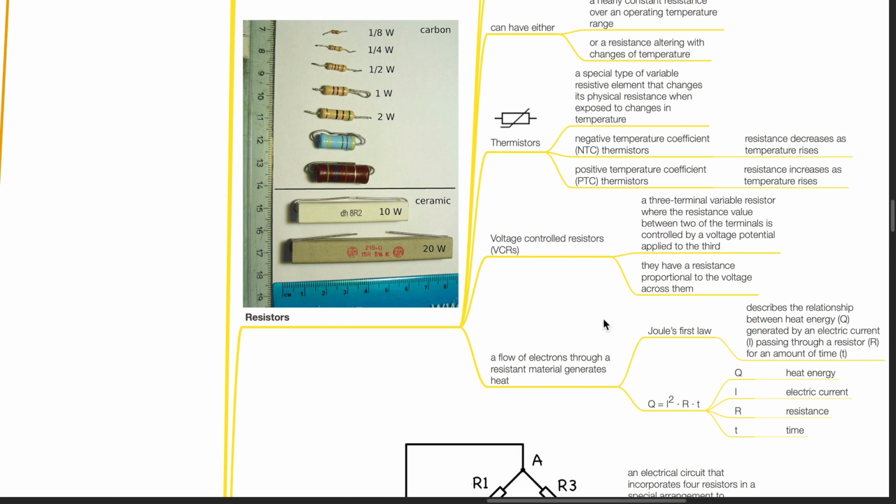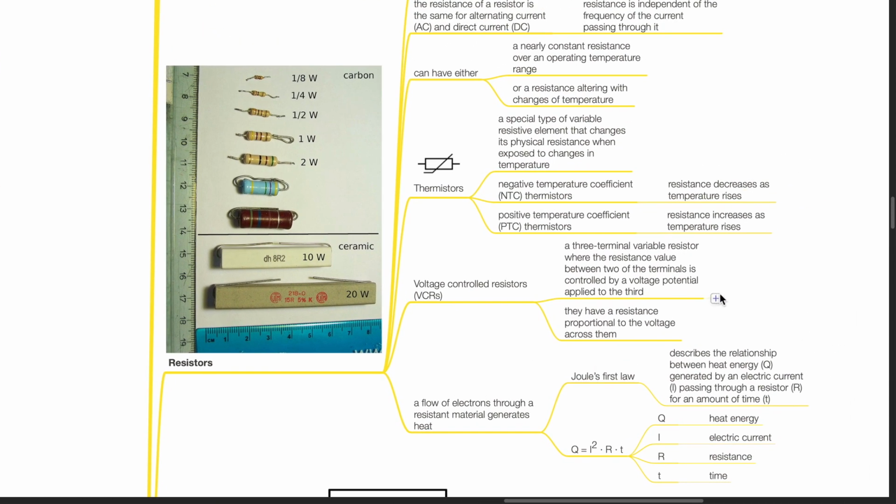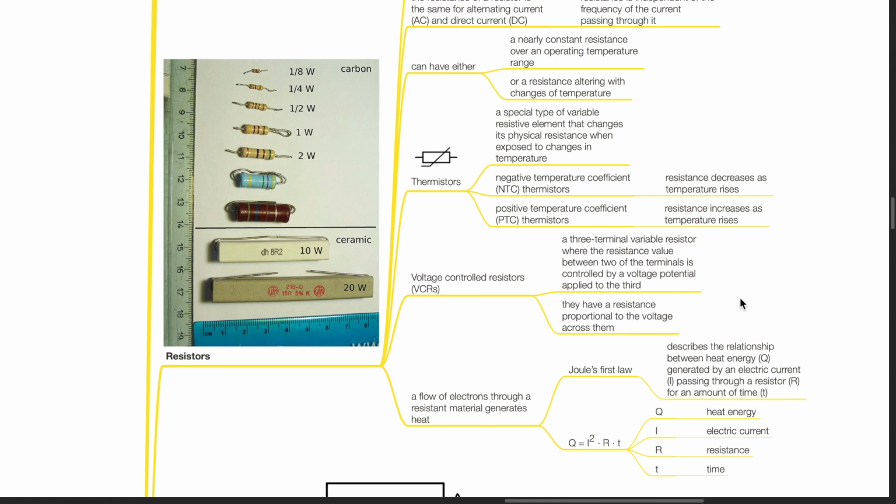Voltage-controlled resistors, VCRs. This is a 3-terminal variable resistor where the resistance value between two of the terminals is controlled by a voltage potential applied to the third. They have a resistance proportional to the voltage across them.